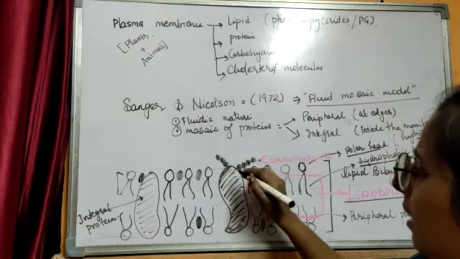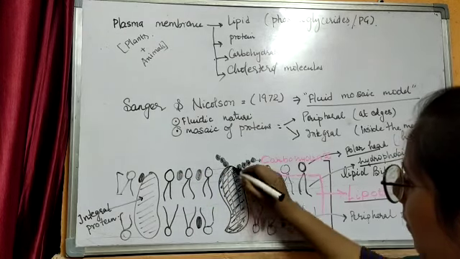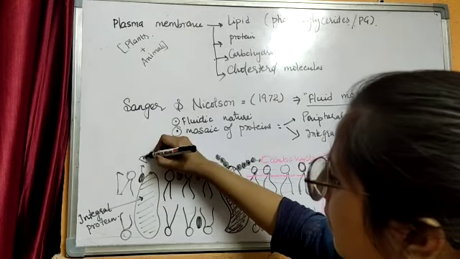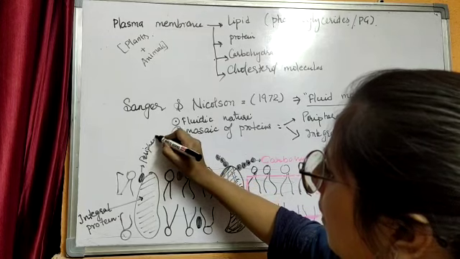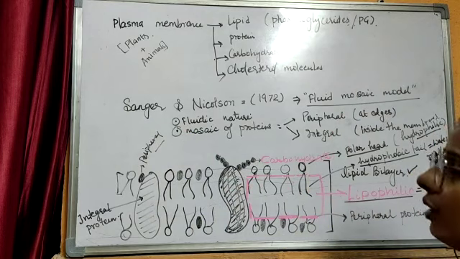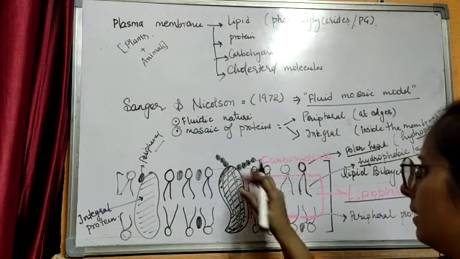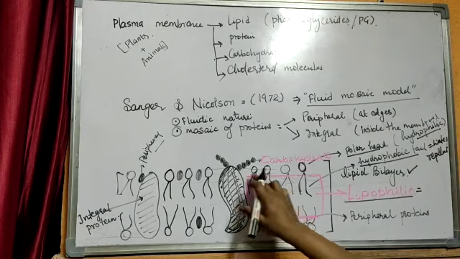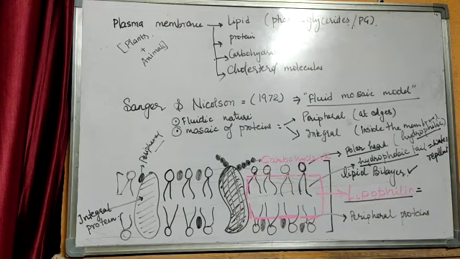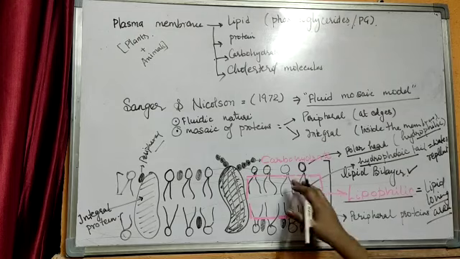With this lipid there are proteins present. This shows the integral protein, and these are the peripheral proteins present at the periphery. These integral proteins have a carbohydrate moiety for the binding of different particles. The central part of this lipid bilayer has a lipophilic nature, the lipid-loving area where lipid molecules can pass through.